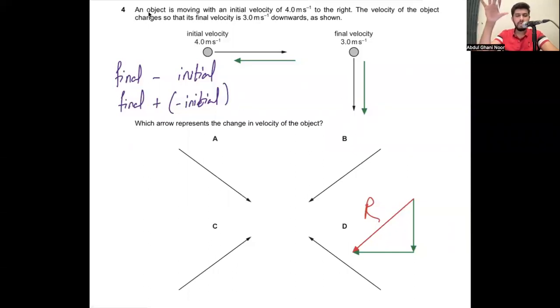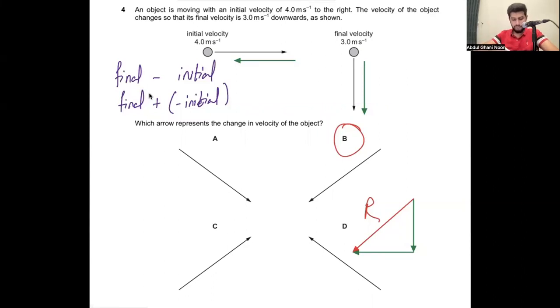Look, here we need the change. Here we need the change in velocity. Change in velocity is final minus initial. You're not adding the two up, you're subtracting the two. Right. So final minus initial means final plus negative initial. That is what it means. Final plus negative initial. So that is why I changed the direction. So I'm actually adding the two, but I've taken the negative vector of the initial velocity. So instead of taking plus 4, I've taken minus 4 meters per second.